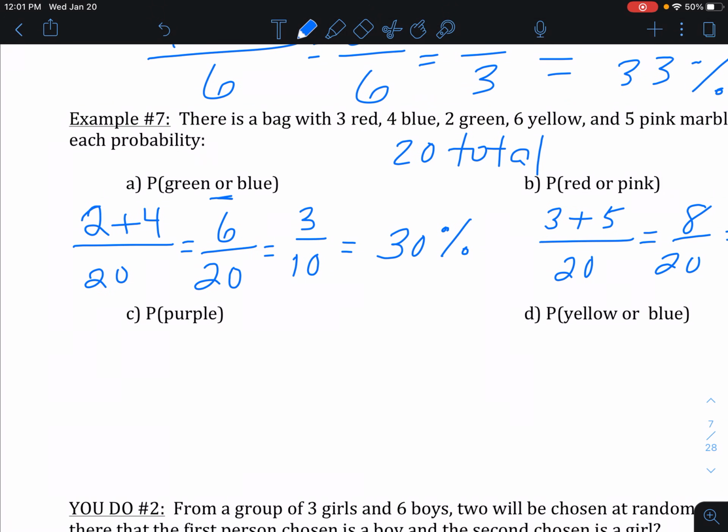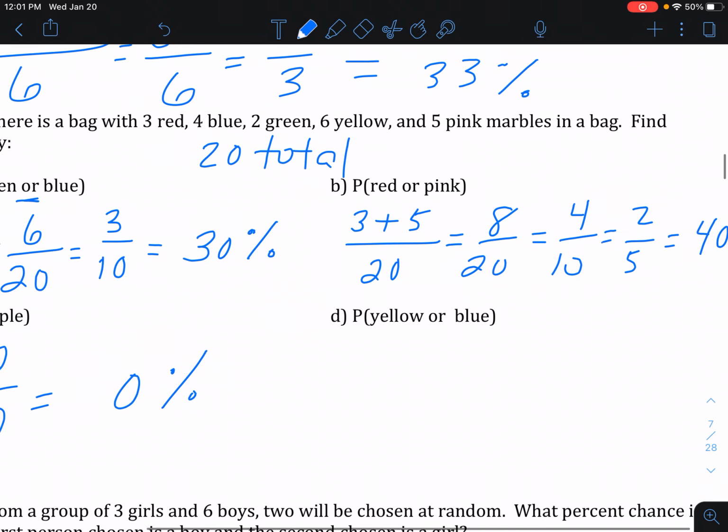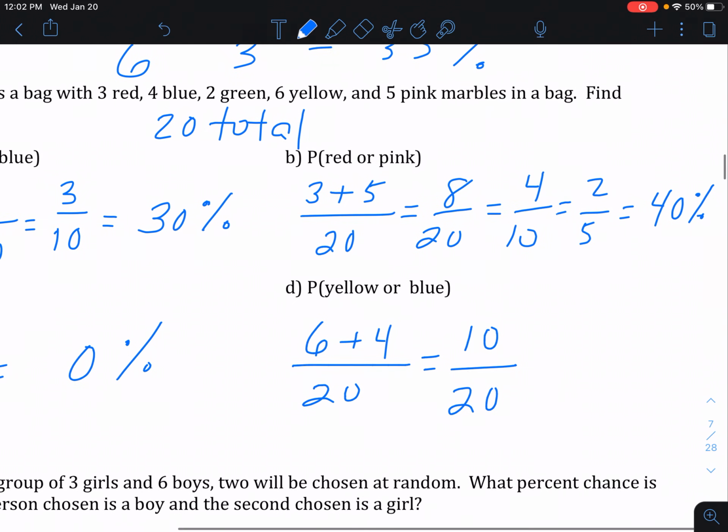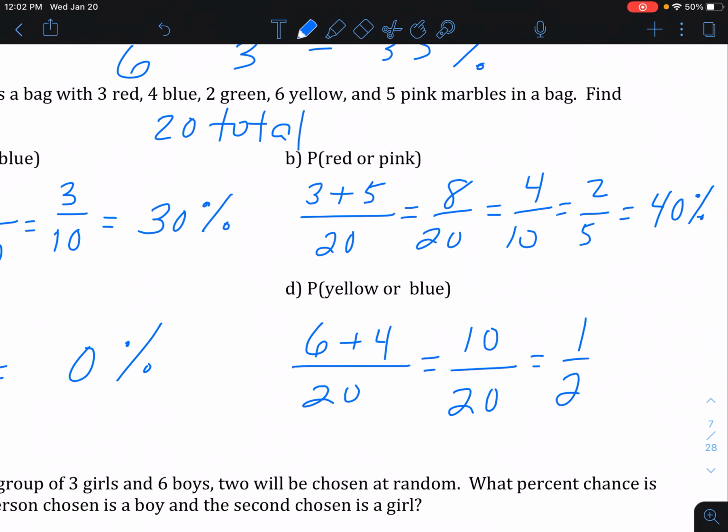Okay, letter C. What's the probability of getting a purple? Well, that's easy. There's none of them. So that would be 0%. Letter D. What's the probability of getting a yellow or a blue? So out of 20 total, how many are yellow or blue? There's 6 yellow plus the 4 blue would make 10 total of what I'm looking for out of 20, which is 1/2, which we know is 50%.